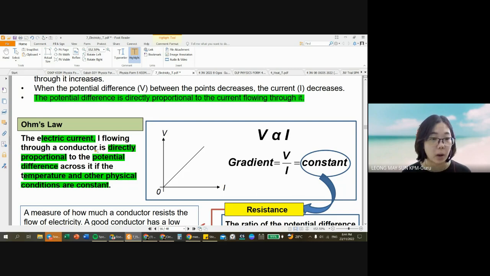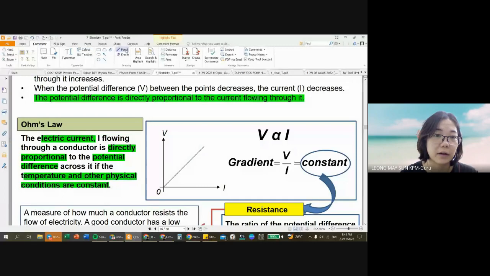You're using the same wire. But the most important part is the temperature must be constant. All right. So if the temperature is constant, the electric current and the potential difference are directly proportionate. When it's directly proportionate, the graph of potential difference against current is a straight line starting from the origin.